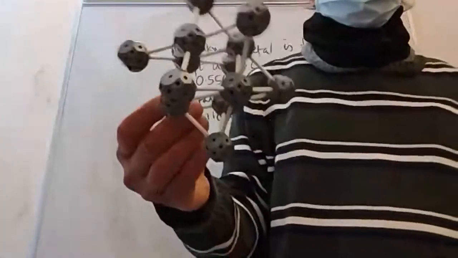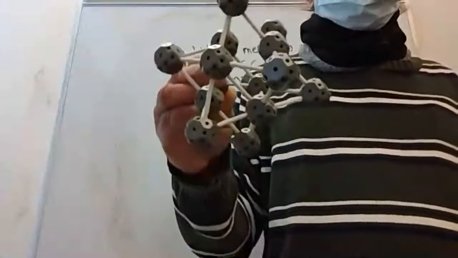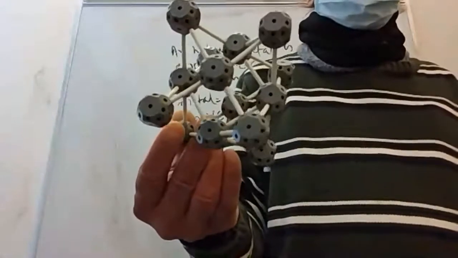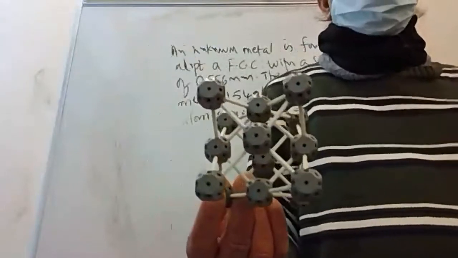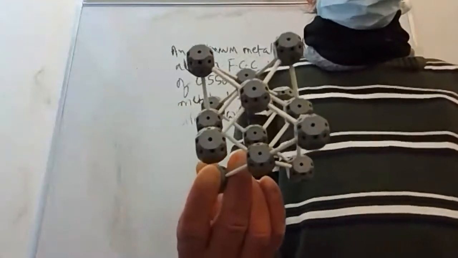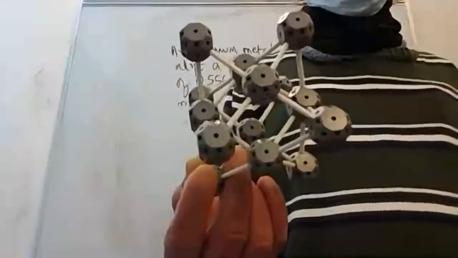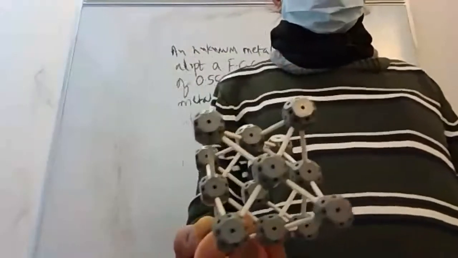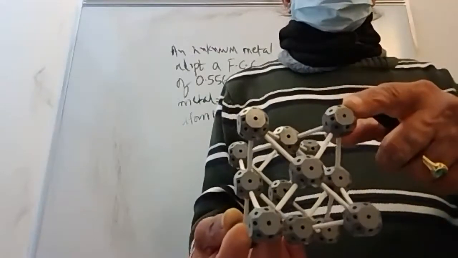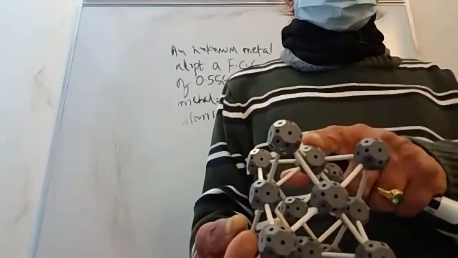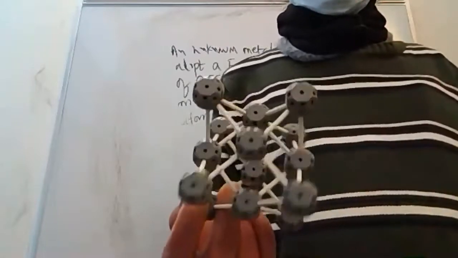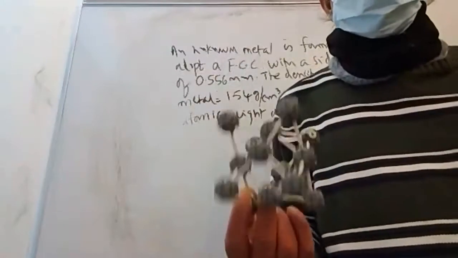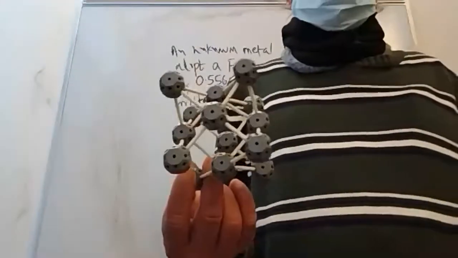So if you look at a face-centered cube, something like what I'm holding here, what is the effective number of atoms in a face-centered cube? We already derived that the effective number of atoms in a face-centered cell is 4. Corners contribute 1/8, face centers contribute 1/2. So 8 times 1/8 plus 6 times 1/2 makes it 4. So whatever weight we got for the unit cell, that is the weight of 4 atoms, right?